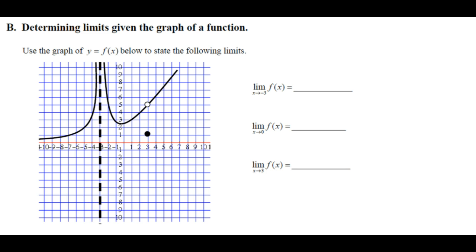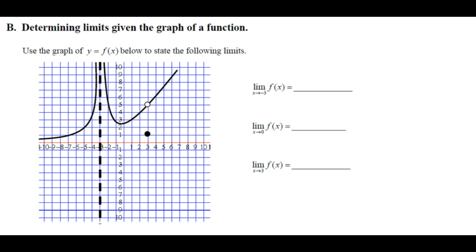Determining the limits given the graph of a function. So here's the graph of a function. Use this graph to state the following limits. So the limit as x approaches negative 3 of f of x. So what happens as we approach negative 3? What are we going to say about this limit?